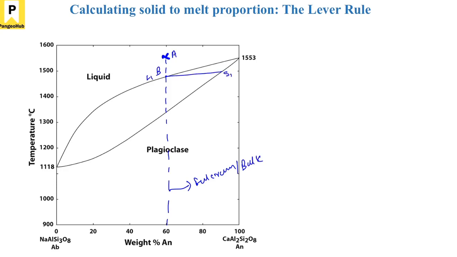If I want to calculate the proportion of solid and liquid, see the fulcrum. Where is the fulcrum? The fulcrum is here. So the amount of solid will be S1, the opposite length, there is nothing. So at, let's say, temperature T1, it is 99.99% liquid. Now what happens? I drop the temperature.